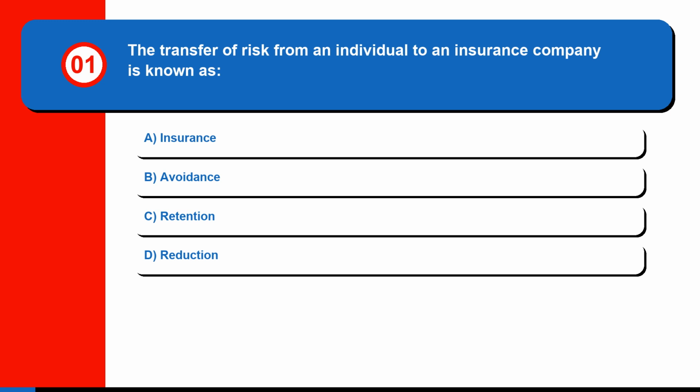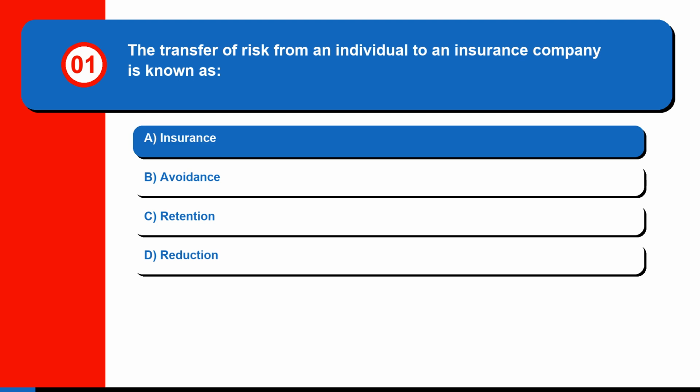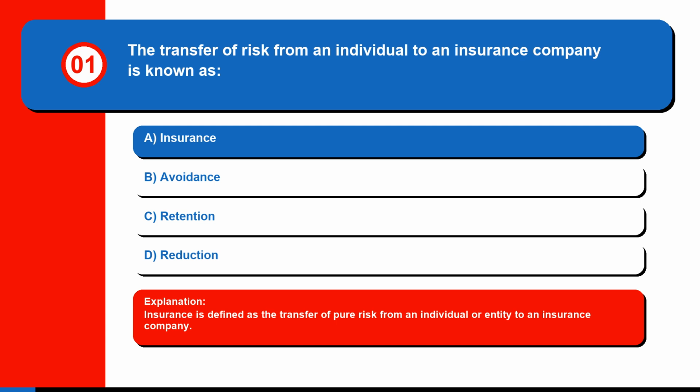Question 1. The transfer of risk from an individual to an insurance company is known as A. Insurance, B. Avoidance, C. Retention, or D. Reduction. The correct answer is A. Insurance. Insurance is defined as the transfer of pure risk from an individual or entity to an insurance company.